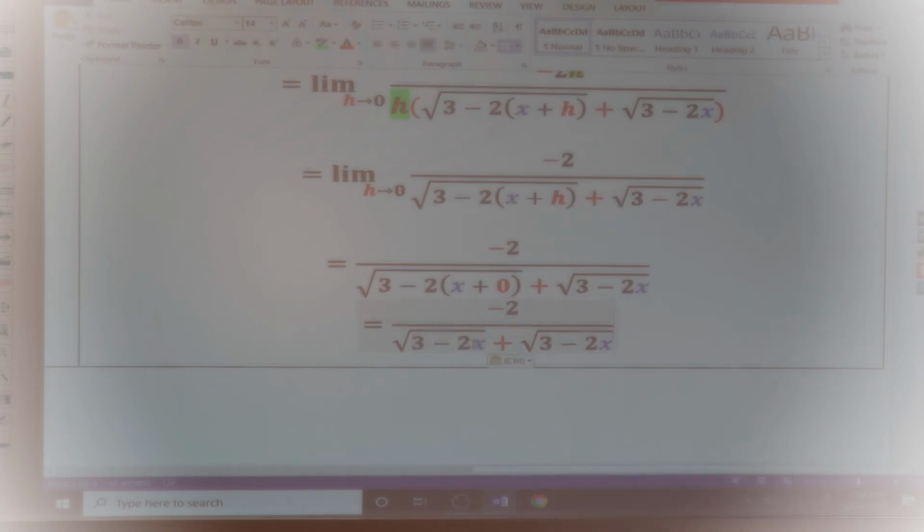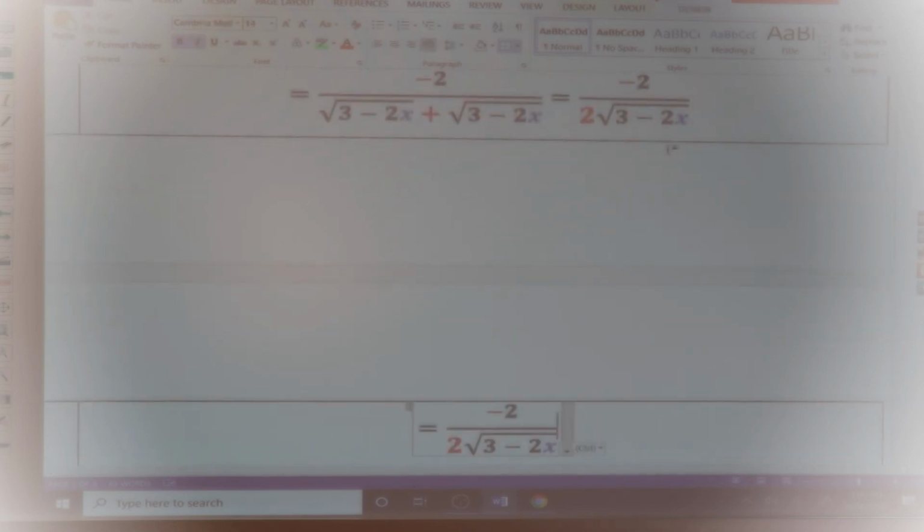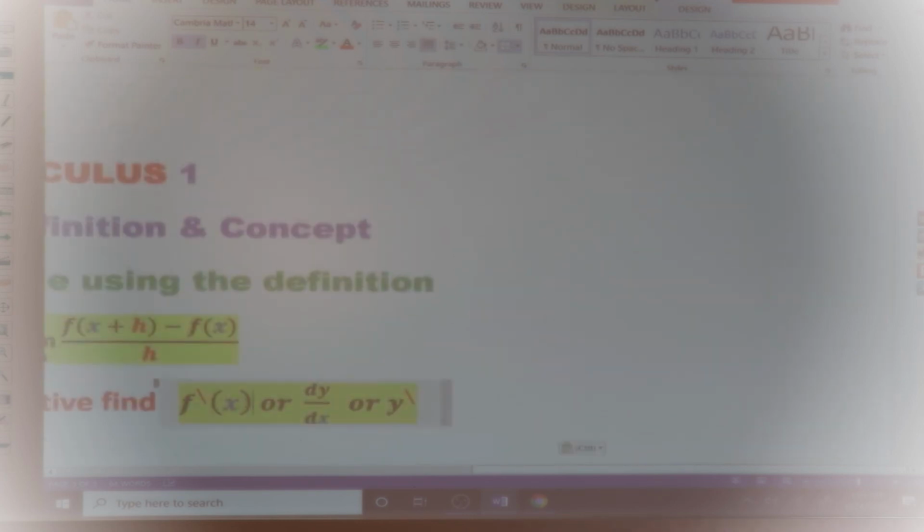Since this guy is the same as this guy, I will write this one two here, twice of them, and I don't need this. Then we have twice of this guy, which is my derivative. Let me just write it nicely. Then this is my f prime of x.